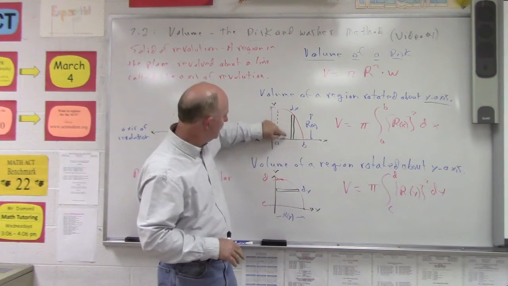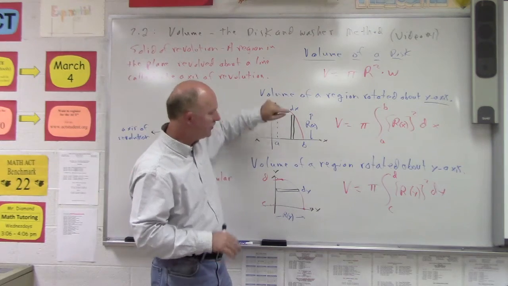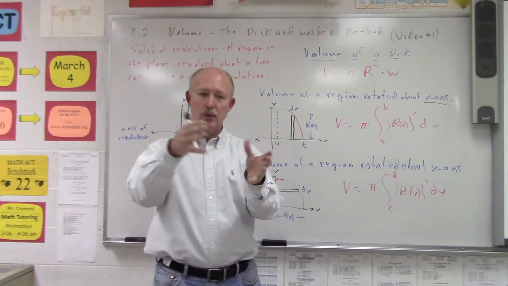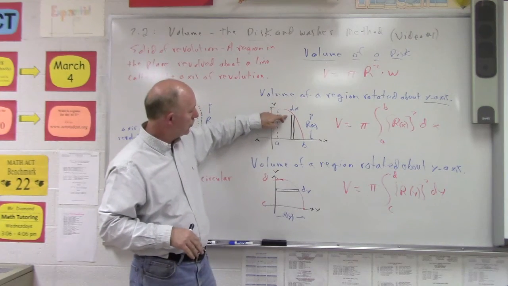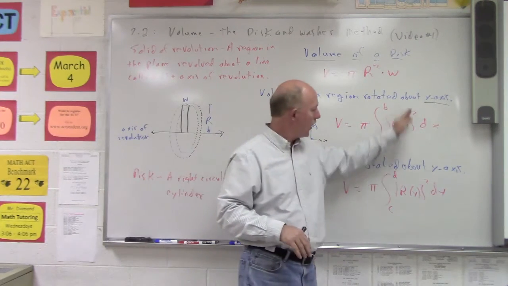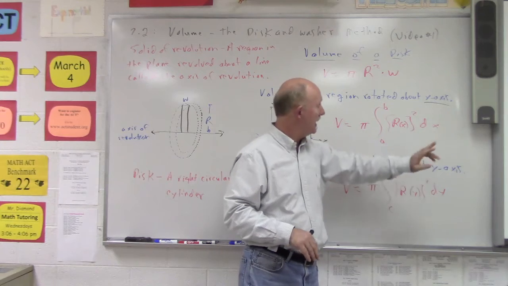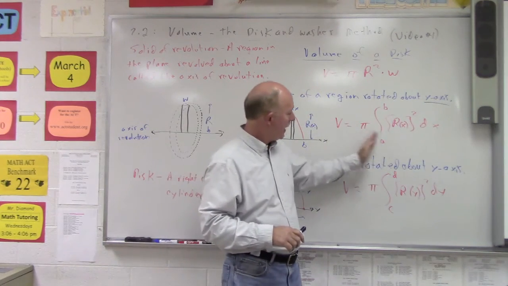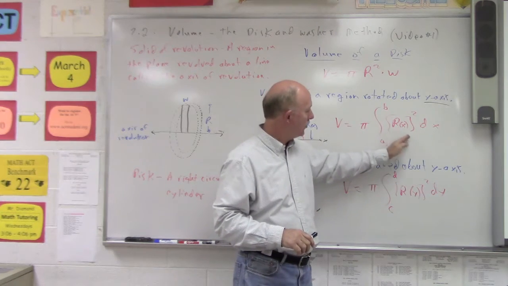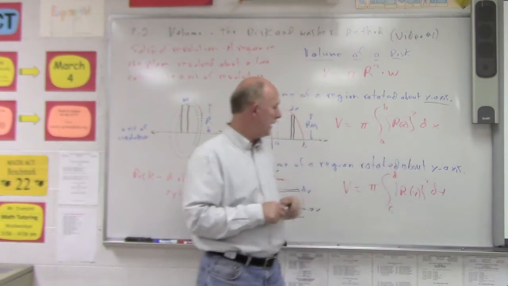Now the radius of the disc is going to be where the disc touches the y value of your curve. So it's going to be your function squared, times dx. dx is going to be the width of that disk. All right, so it's pi times the integral from a to b of r of x squared dx.